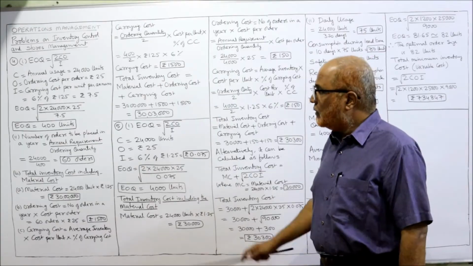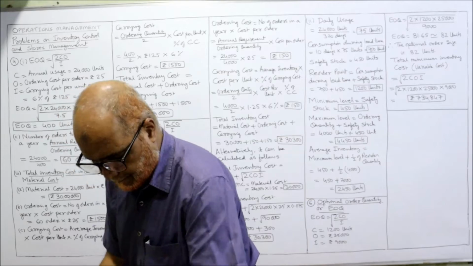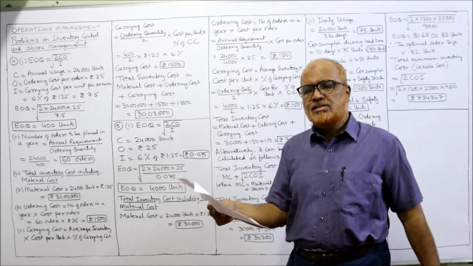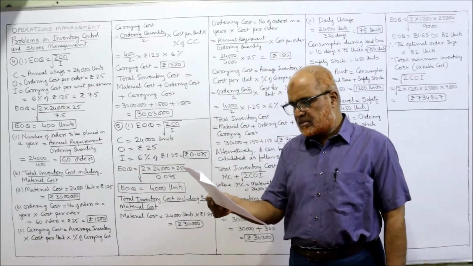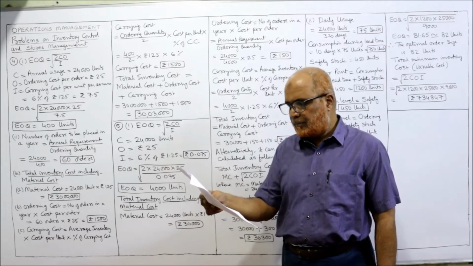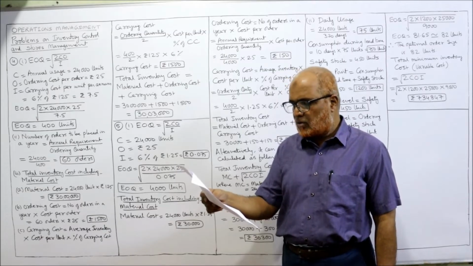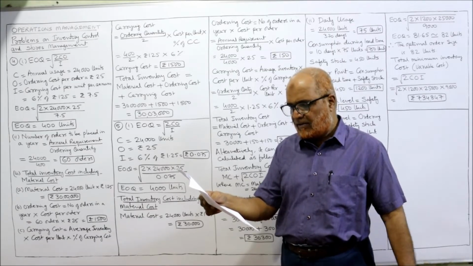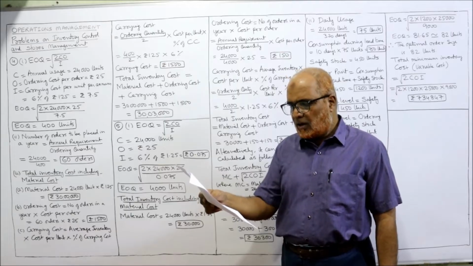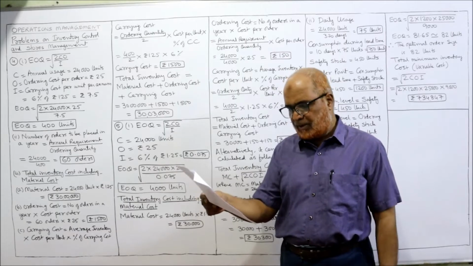Right? Now, next one is the fifth problem. A factory uses annually 24,000 units of raw material which cost rupee 1.25 per unit. Placing each order costs 25 rupees and carrying cost is 6% per year of the average inventory. Find out the EOQ and the total inventory cost including cost of material.